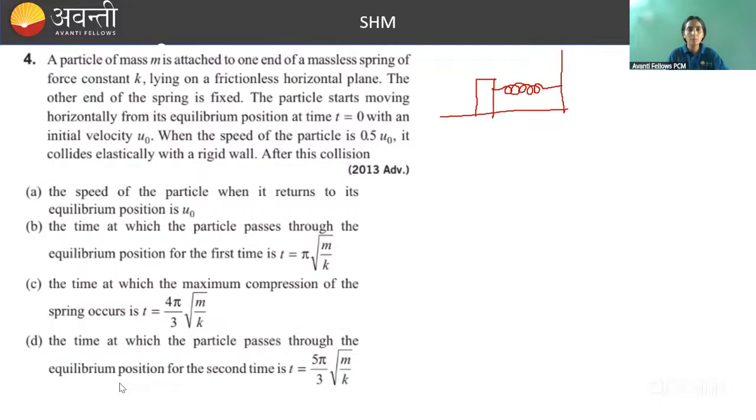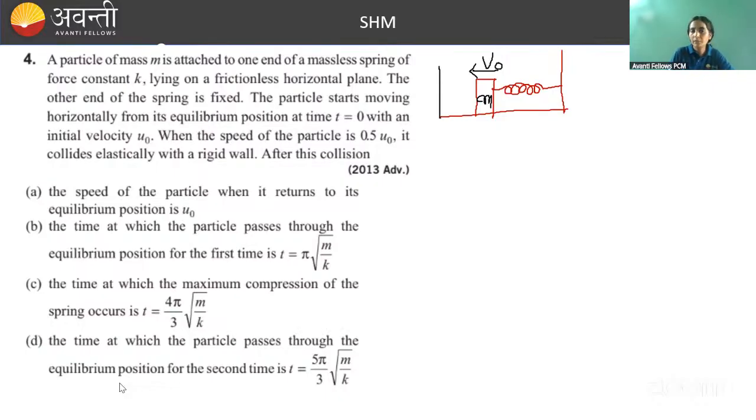Should we discuss it now? चलो देखते हैं. So, what is the question given? There is a particle of mass m that is connected to a spring, and that is lying on a frictionless horizontal plane. The other end of the spring is fixed, as you can see. The particle starts moving horizontally from its equilibrium position with speed u naught. Let's say it started moving like this. ठीक है? Because it is colliding with the wall, we will take it is moving towards left, and there is one wall here. Let's say, ठीक है?